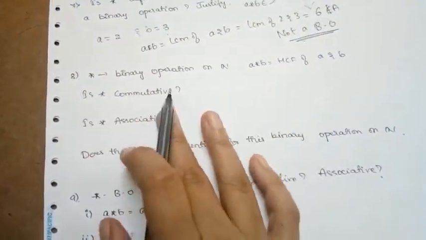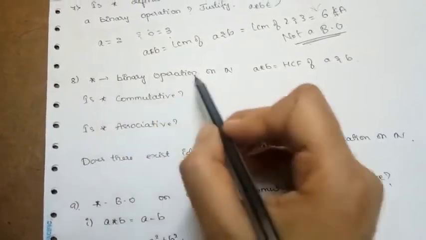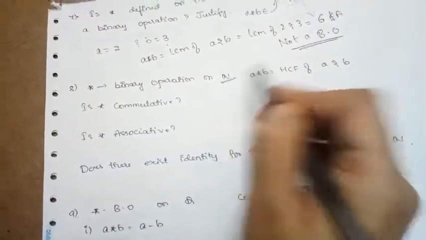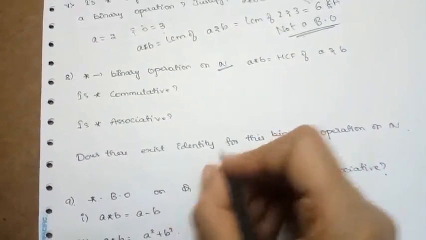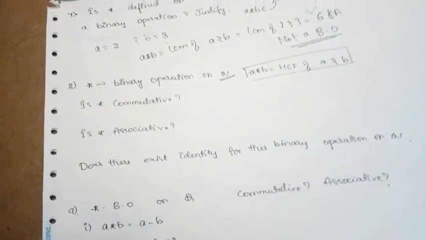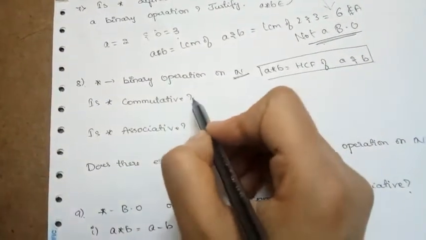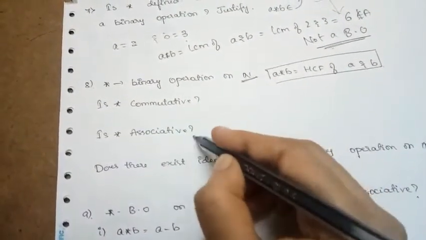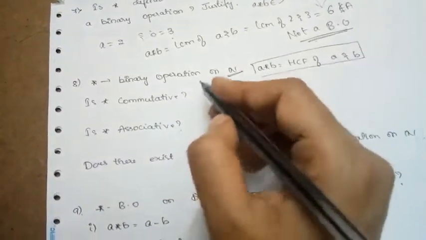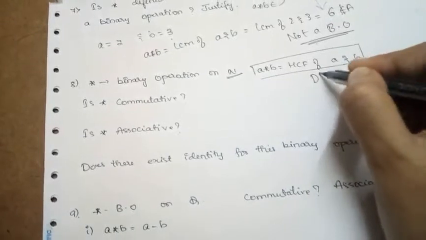So now let us move to the next question. Here, star is a binary operation which is defined upon the set of natural numbers. How is it defined? It is defined as A star B is equal to HCF of A and B. So you need to check whether it is commutative or not, associative or not, or whether the identity exists or not. So this is for the do-it-by-yourself part.